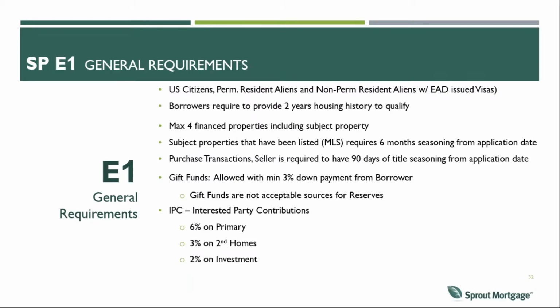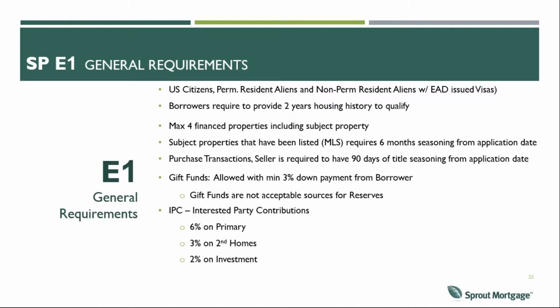Some general requirements of the E1. The program is available to U.S. citizens, permanent resident aliens, and non-permanent resident aliens holding a valid visa. The borrowers must document a housing history for the last 2 years. Additional financed properties are limited to 4, including the subject property, so keep that in mind. Recently listed properties require 6 months seasoning from the application date.